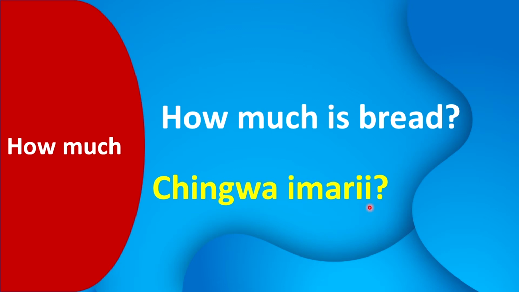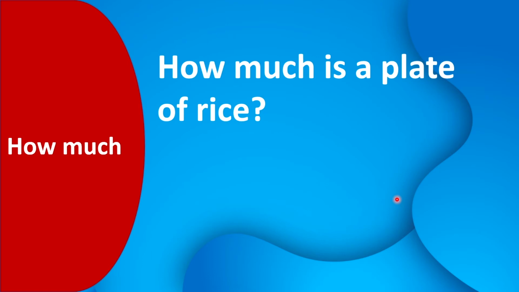Chingwa imari. We're gonna do more examples where we do not have is, and you will see how the translation will become. So in this case, this is causing us to put this prefix e in front of the word mari, which is the translation of how much. So how much is bread becomes chingwa imari. Then, okay, let's do another example.